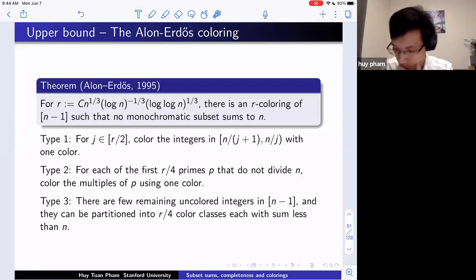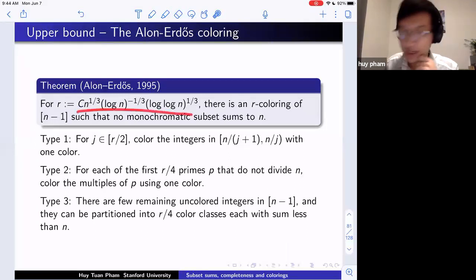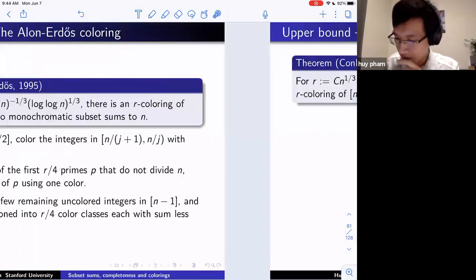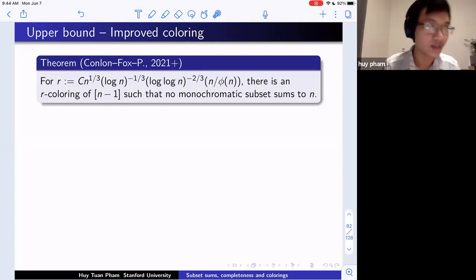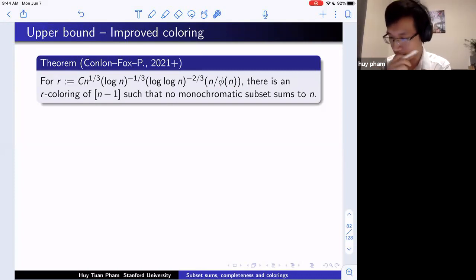So if we want to go through the calculation, one can check that with these three types of color classes, we can use this many colors and avoid n as a monochromatic sum. So for our improved coloring, which we call improved with a factor of n over phi of n, we have to use the divisibility, or the prime divisors of n, to improve over the previous construction.